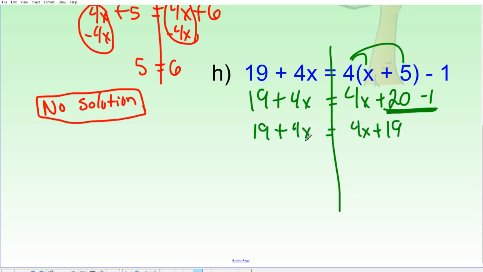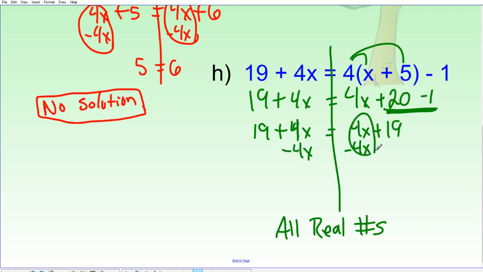Now, if you're astute and you look at that, you can actually see that these two sides are the same. It's a positive 4x and a positive 19 being added together on both sides. And so you could actually stop right now and say that this problem has all real numbers as the solution. Now, if you didn't see that, and you kept going, you subtract 4x on both sides. These cancel, those cancel. 19 equals 19. Still all real numbers. Okay?